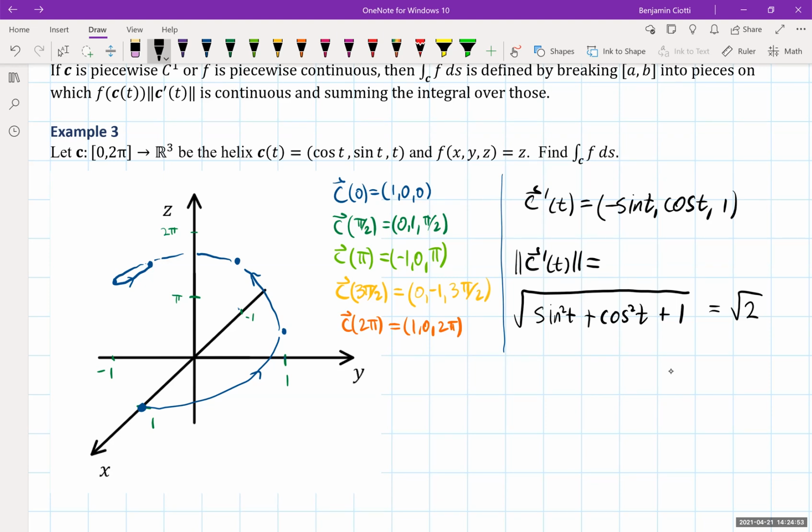According to the new path integral formula, the integral of f ds over this curve will be the integral from t equals 0 to t equals 2 pi. F of c is z, which is t. So I have a t right there. So there's my path. Any questions on that?